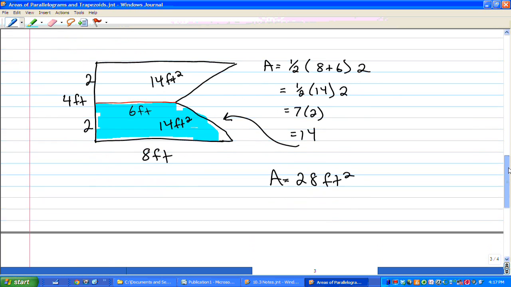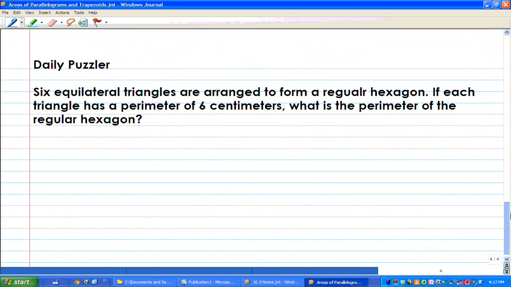All right, that takes us to our daily puzzler. You have 6 equilateral triangles that are arranged to form a regular hexagon. If each triangle has a perimeter of 6 centimeters, what is the perimeter of the regular hexagon?